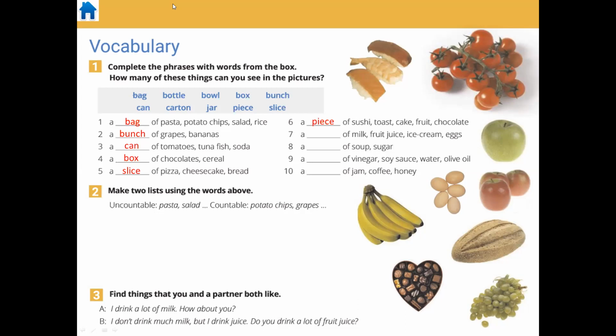Number 7, milk, fruit juice, ice cream, eggs. Carton. Number 8, soup and sugar. Bowl. Number 9, vinegar, soy sauce, water, olive oil. Bottle. Number 10, jam, coffee, honey. Jar. If you got 10 out of 10, that's a great job. But don't worry if you didn't, it's a little difficult.